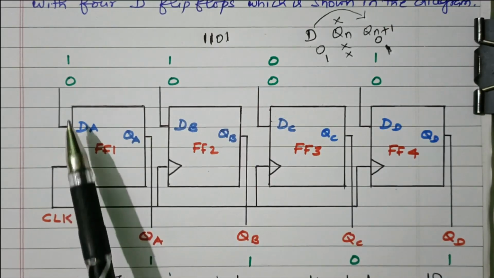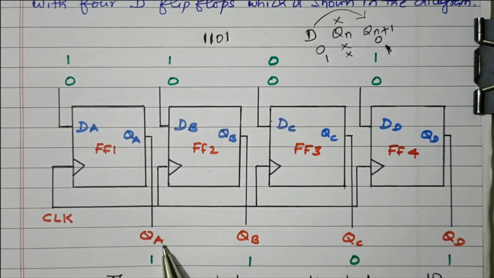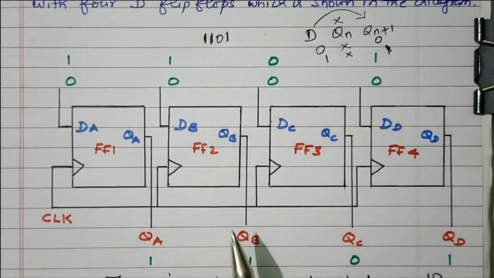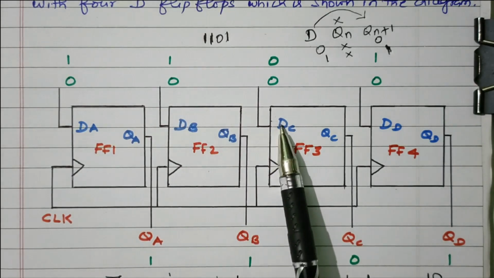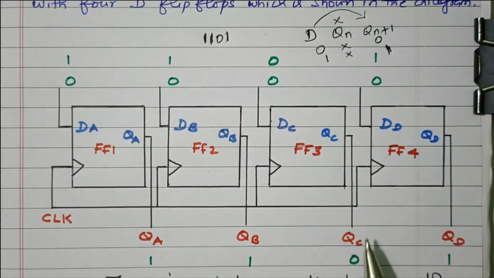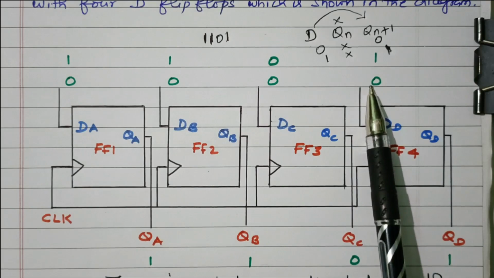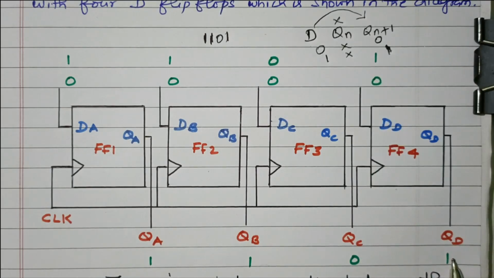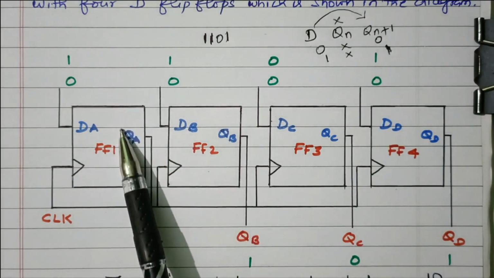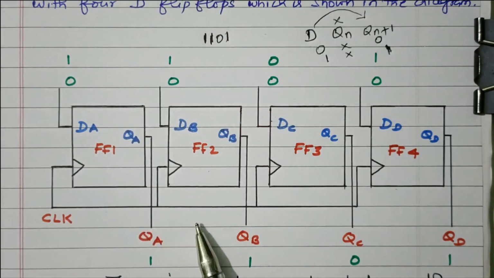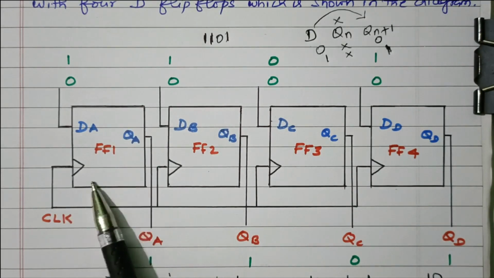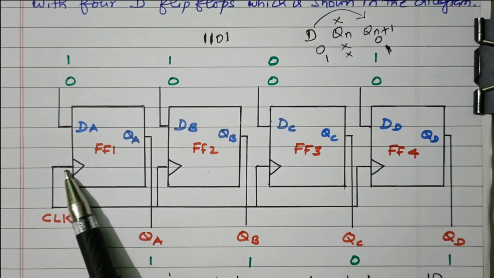QA will be 1. DA 1 means QA also 1. DB is 1 means QB also 1. DC is 0 means QC also 0. DD is 1 means QD also 1. Right? So in parallel we are giving the data, and in parallel we are taking the data. That is done by the clock pulse. By using the clock pulse, we can make this device a time delay device.